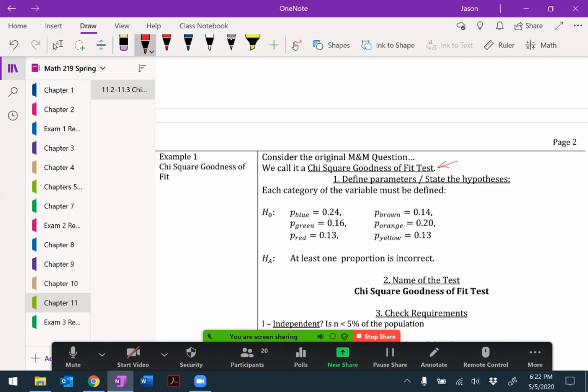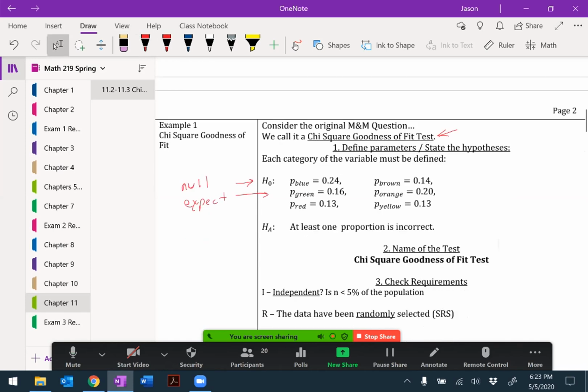So the probability of blue, right? The proportion of blue M&Ms was 0.24. The proportion of green, this is what we expect, right? This is our null hypothesis, and that's what we expect to be true. The green would be 16%, the red would be 13%, brown would be 14%, orange would be 20%, and yellow would be 13%.